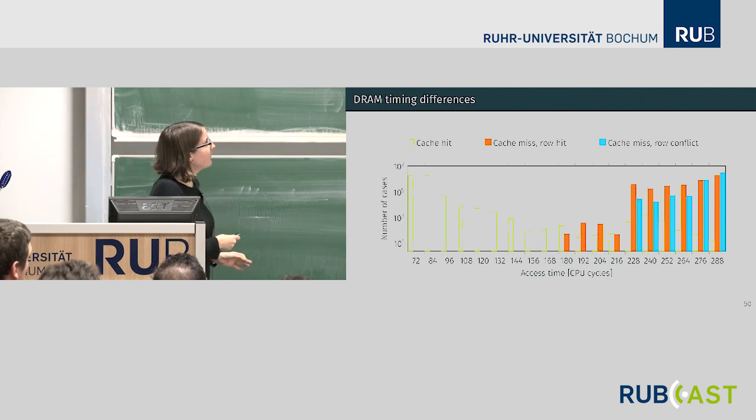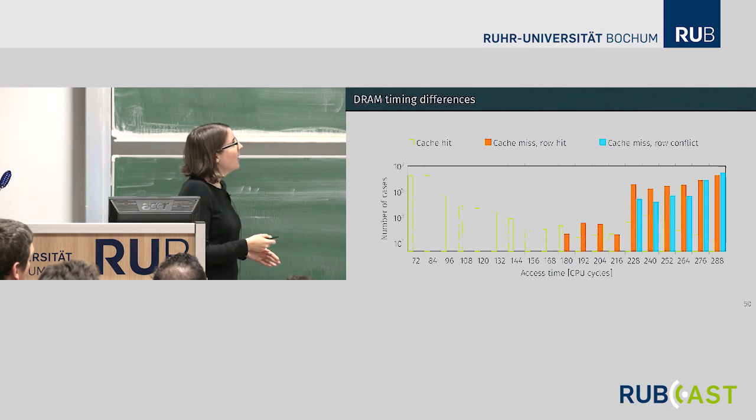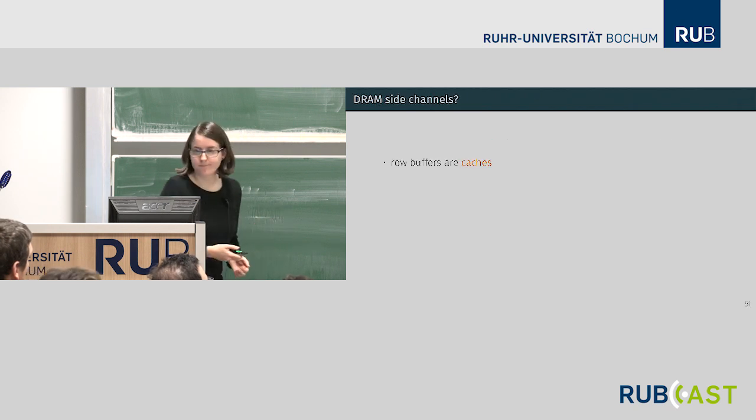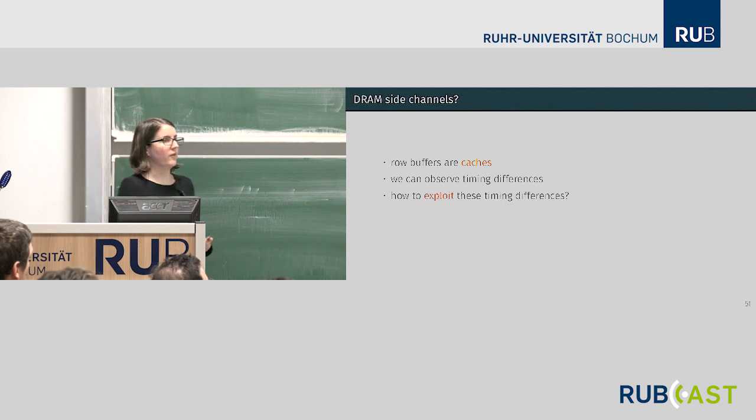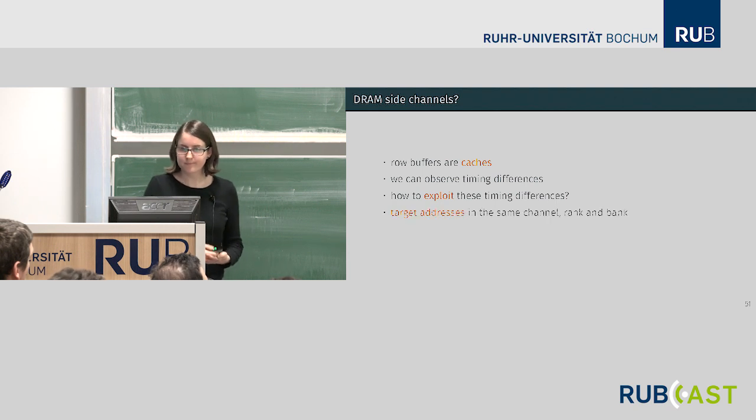Previously we had cache hits and cache misses, and now cache misses can basically be divided into row hits and row conflicts. And here you have one part that is only row hits and no row conflict at all. So this is the kind of timing difference that we're going to use. So row buffers are caches, and we can observe timing differences. So how can we now exploit these timing differences?